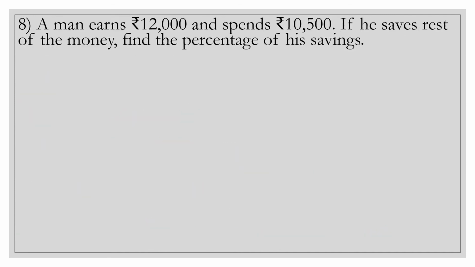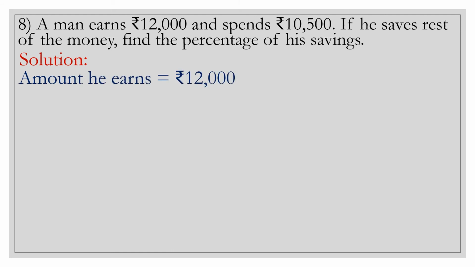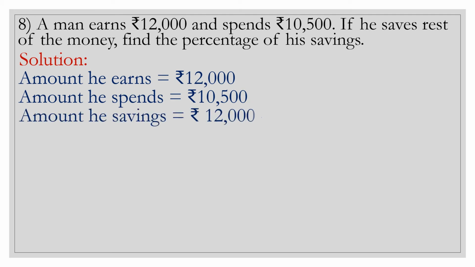The next is question number 8. A man earns rupees 12,000 and spends rupees 10,500. If he saves rest of the money, find the percentage of his savings. See, in this question, amount he earns is equal to rupees 12,000 and amount he spends is equal to rupees 10,500. So amount his savings is equal to rupees 12,000 minus rupees 10,500. Now do the subtraction. We get rupees 1,500.